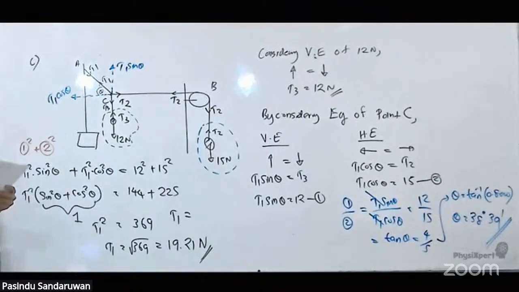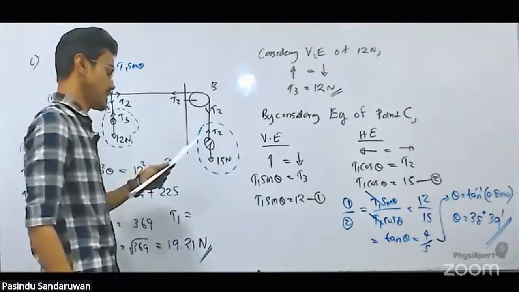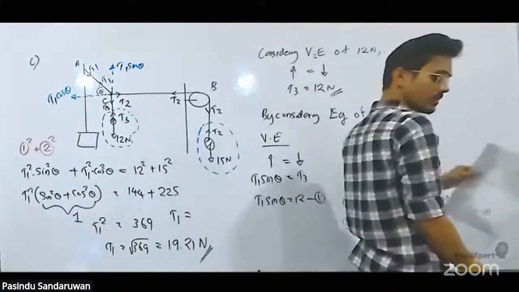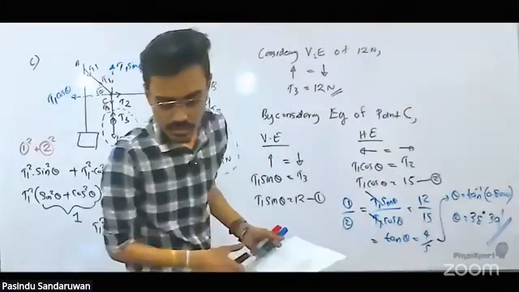Right. Go to part D and write within 5 minutes. Part D, 5 minutes. 9:44.